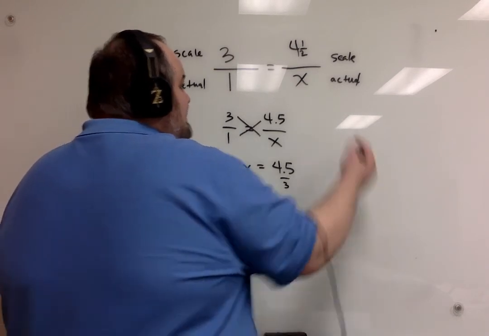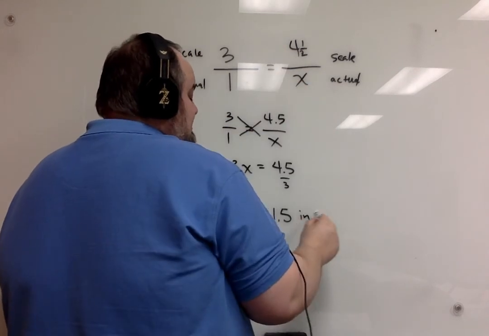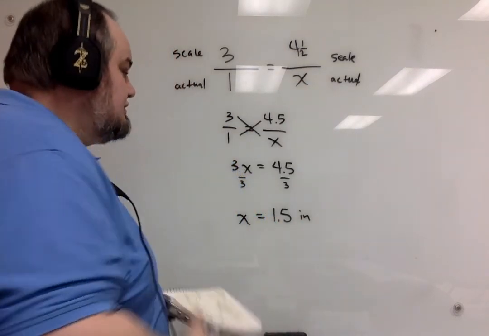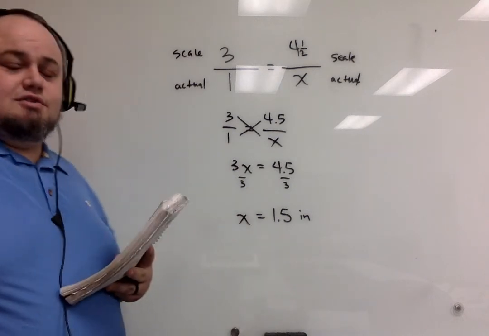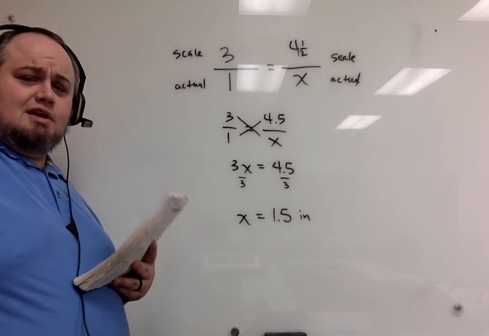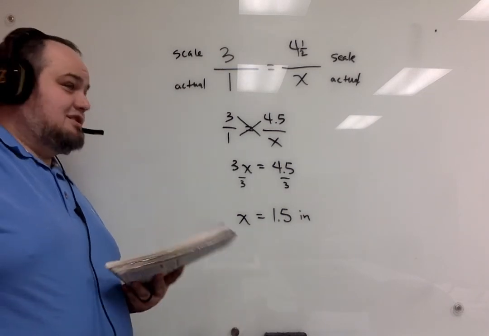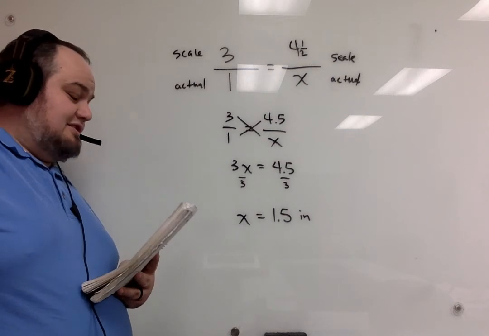So remember, everything here was in inches, so inches, inches, inches, inches. So that means that our answer is also in inches. So our answer is 1.5 inches. You could have also done it as a fraction. It works the same way. You can change your answer back to a fraction if you'd like. So 1.5 inches.